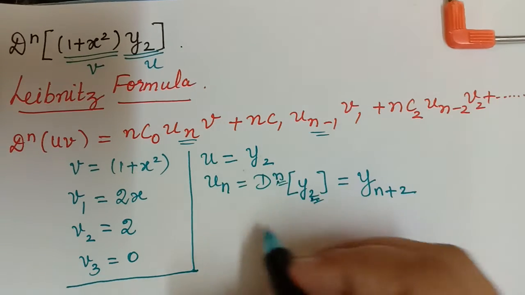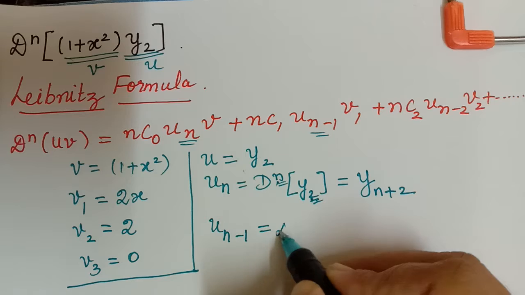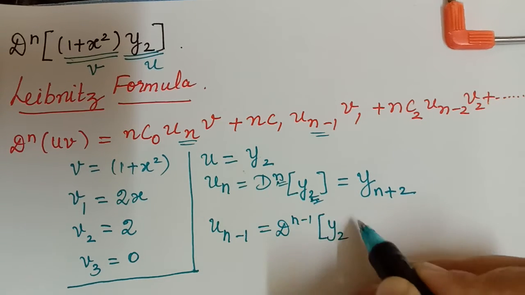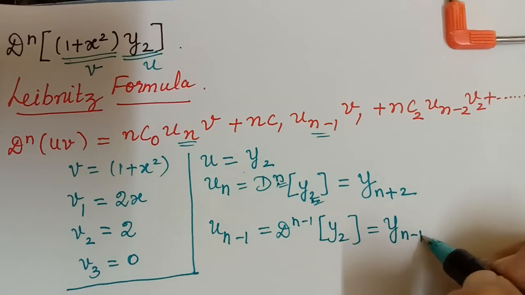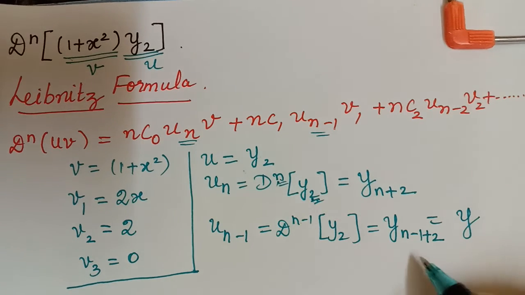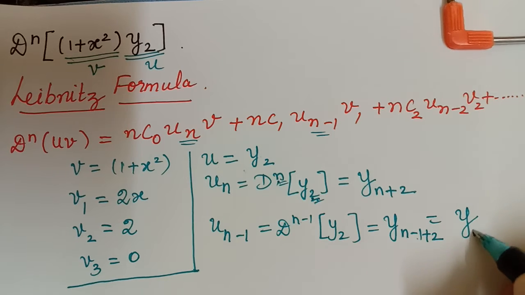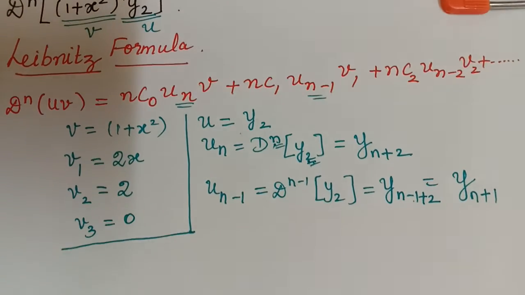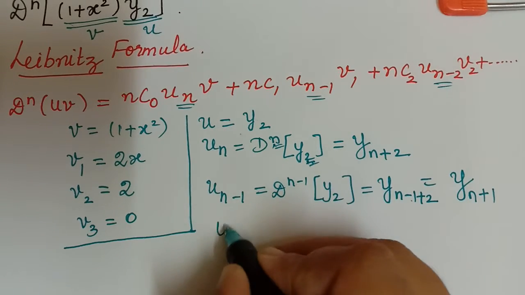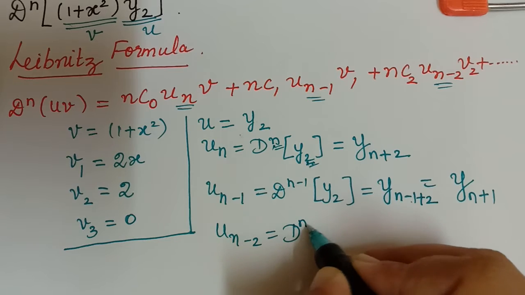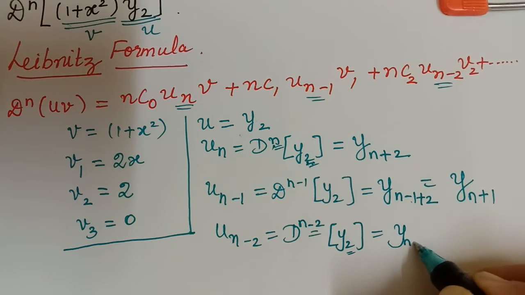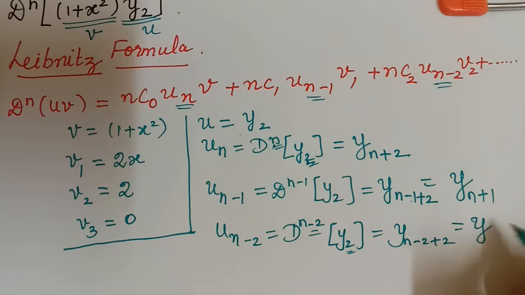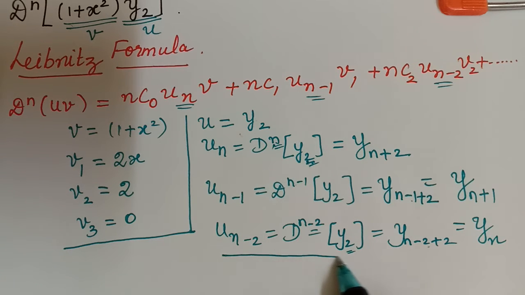Next we have to find un minus 1. So un minus 1 is equal to the n minus 1th derivative of y2. Now again adding this and this, n minus 1 plus 2, it will become y n plus 1. And then we have to find un minus 2. So un minus 2 is equal to the n minus 2th derivative of y2, which is y of n minus 2 plus 2. So it will be equal to yn, because minus 2 plus 2 will get cancelled. Once you attain yn, we have to stop differentiating further.